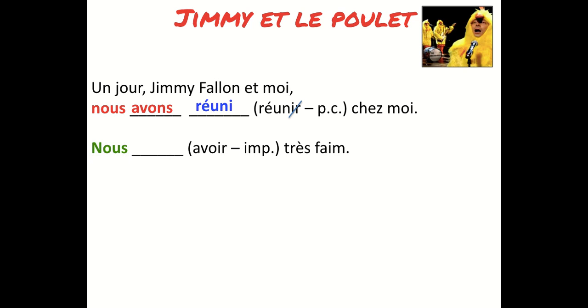D'accord. Phrase suivante. Ok, vous conjuguez le verbe avoir à l'imparfait avec le sujet nous. Okay, so if you recall, our imparfait stem for avoir is just av, and then our imparfait ending, je AIS, tu AIS, il AIT, elle AIT, nous IONS. There we go. So, réponse, nous avions très faim.